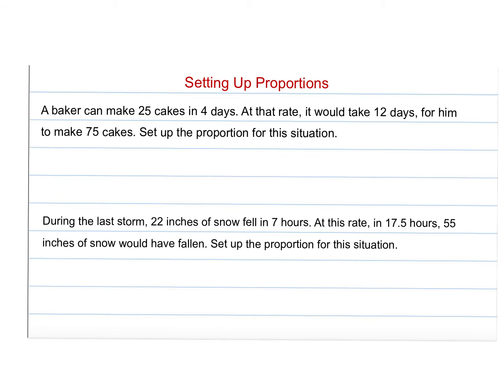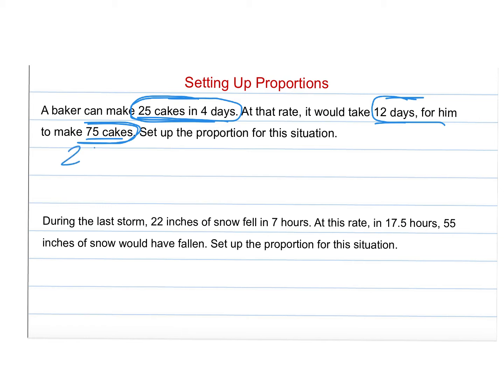So how can we use ratios to set up proportions? A baker can make 25 cakes in 4 days. At that rate, it would take 12 days for him to make 75 cakes. Set up the proportion for this situation. It doesn't matter if we have cakes over days or days over cakes. It matters that these go together in one ratio, and then the 12 and the 75 go together in one ratio. And then we also have to make sure that both have days on the top or both have cakes on the top.